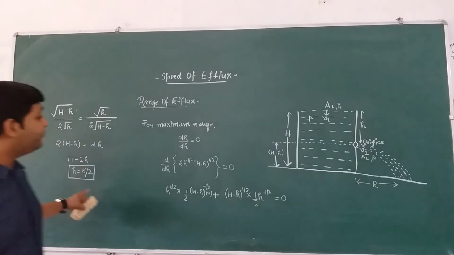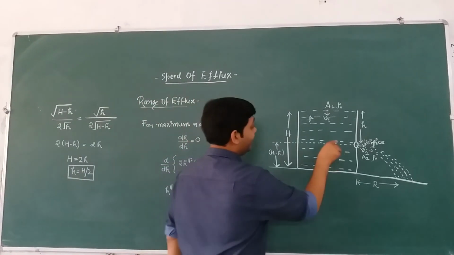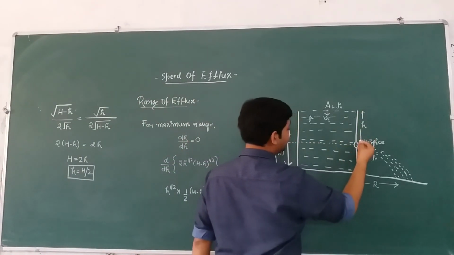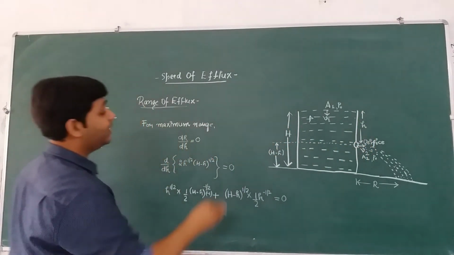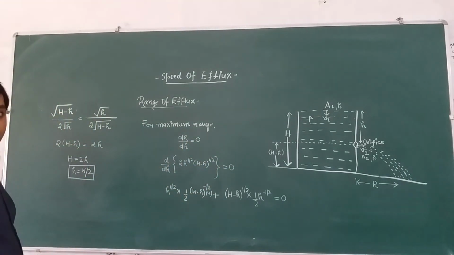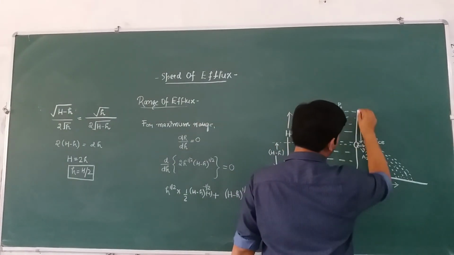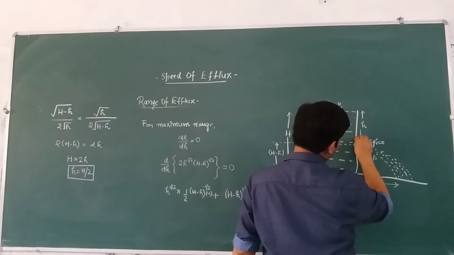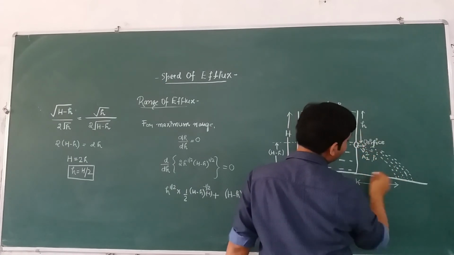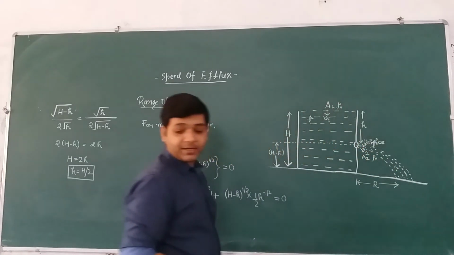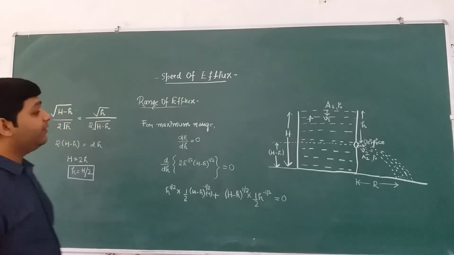That means if the orifice is located in the middle of the container, that means at half of the height, then the range of the efflux will be maximum. So you need to remember this. This is very important, that if the orifice is located in the middle of the wall of the container, then the range of the efflux will be maximum. I hope this is clear to everyone.